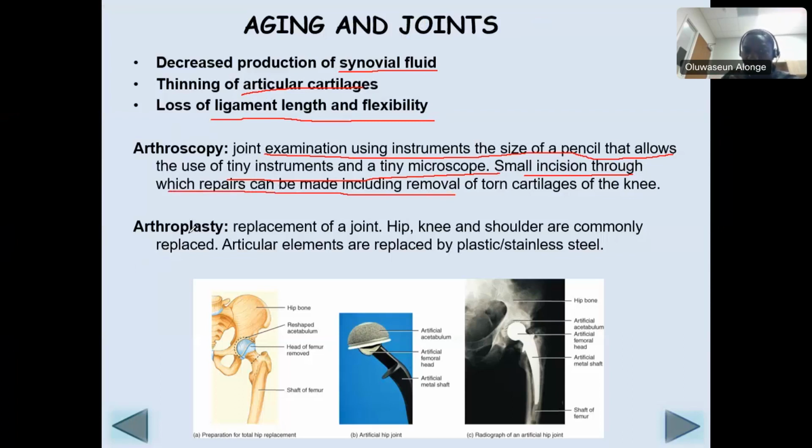Arthroplasty is when there is replacement of a joint. Hip joint, knee joint, and shoulder joint are the ones commonly replaced. What is replaced here is the articular element. Some people also have it replaced by plastic or stainless steel. And that's what you see there. You should have seen this commonly in people.